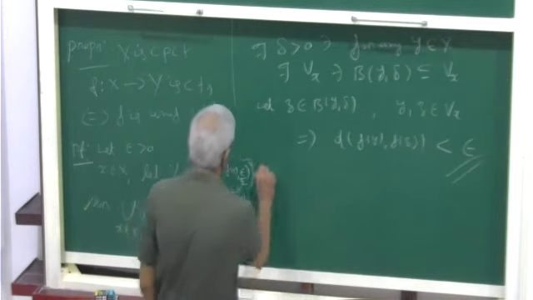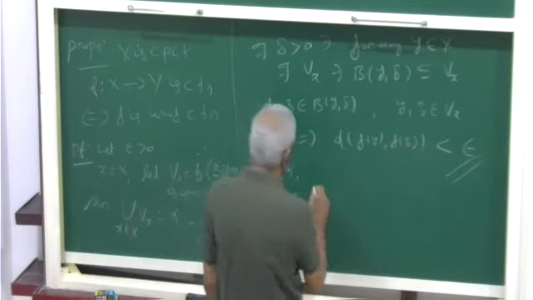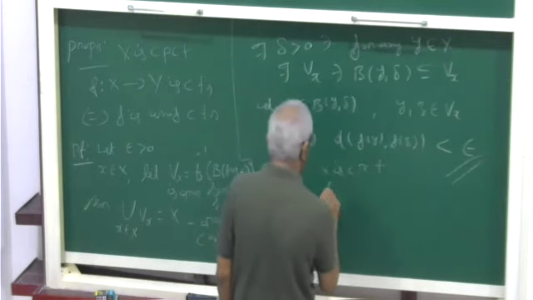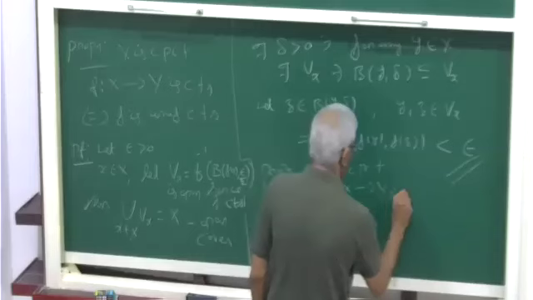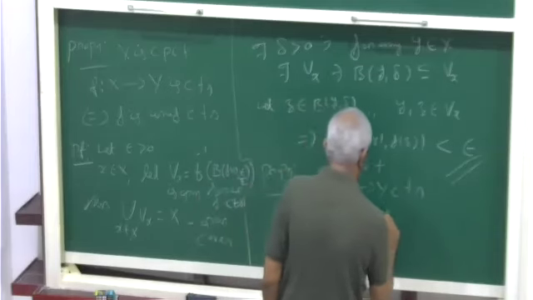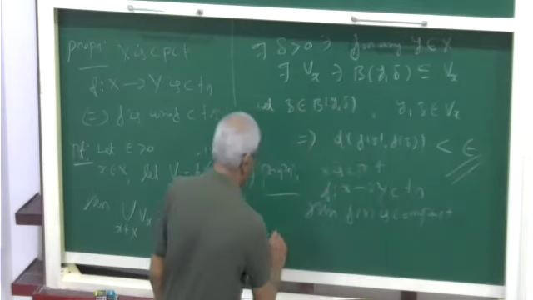So this is very easy. This is just for the record. X is compact. F from X to Y is continuous. Then f of X is compact. So what is your proof? There are many ways of arguing it. What is the proof?